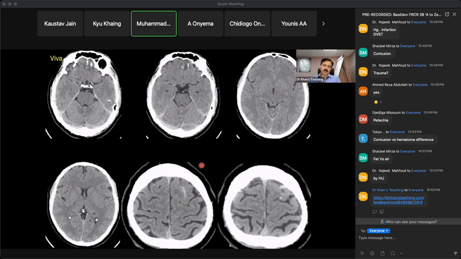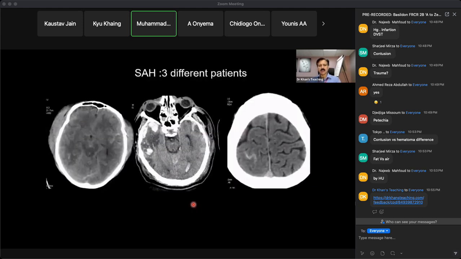Excellent. Well done. So the idea here was to pick up 2 different findings, and so there is a subtle contusion, and this one is a traumatic subarachnoid hemorrhage. Please remember that trauma is the most common cause of subarachnoid hemorrhage. The bottom line is that in the exam always go till the vertex. So subarachnoid hemorrhage here might be just on one slice higher in the vertex.